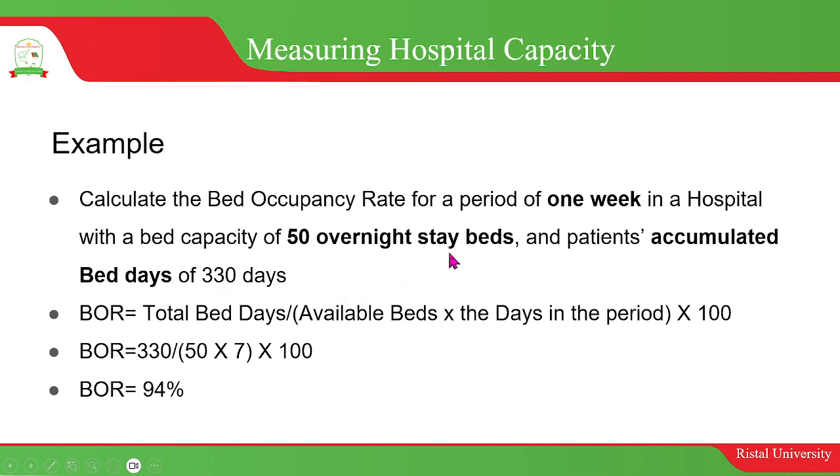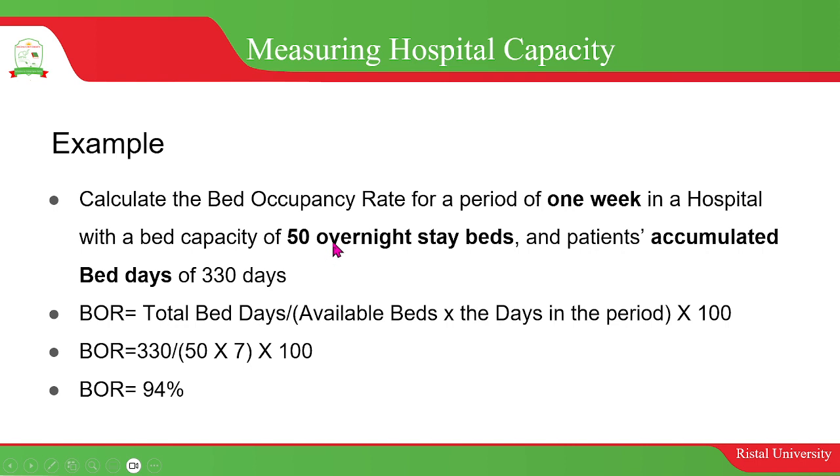So basically, what this question is asking us to do is calculate the bed occupancy rate for a period of stay of 1 week. We can actually do this for a period of 1 day. We can even do it for a period of 1 month, or we can even do it for the whole year. But here our question is talking of 1 week, and then they have given us the bed capacity. We only have 50 beds.